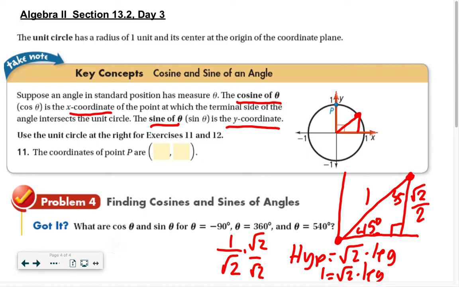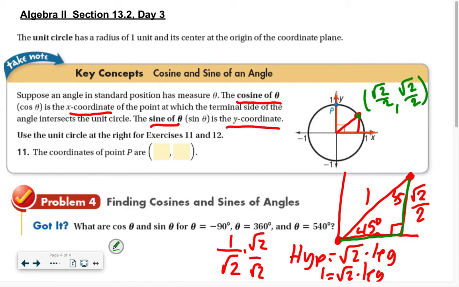Yeah. The x-coordinate goes over square root of 2 over 2. How much does it go up? So this coordinate, this one right here, has the point square root of 2 over 2, comma, square root of 2 over 2. That's its point. Okay? Does that make sense? Okay.